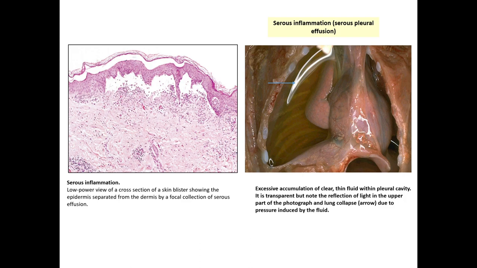Here you have the two examples. On the left side is the serous inflammation. This is a low power view of a cross section in a skin blister, showing the epidermis separated from the dermis by a focal collection of serous fluid.